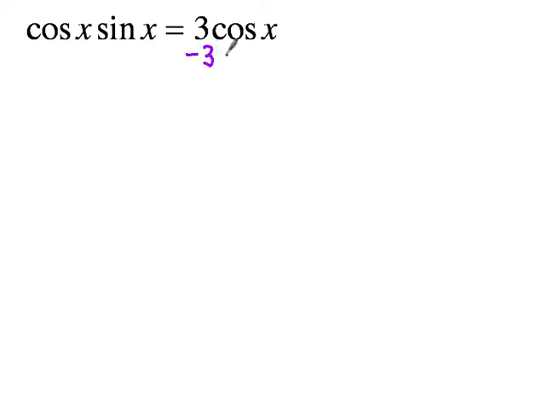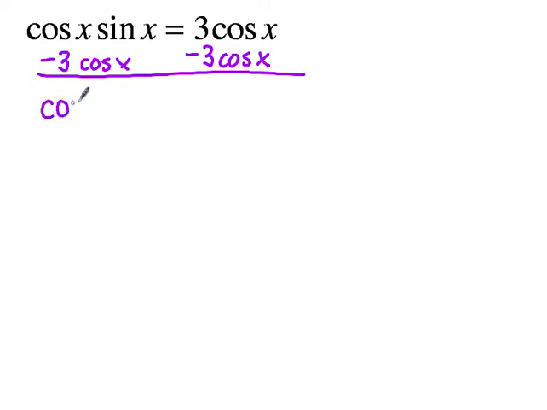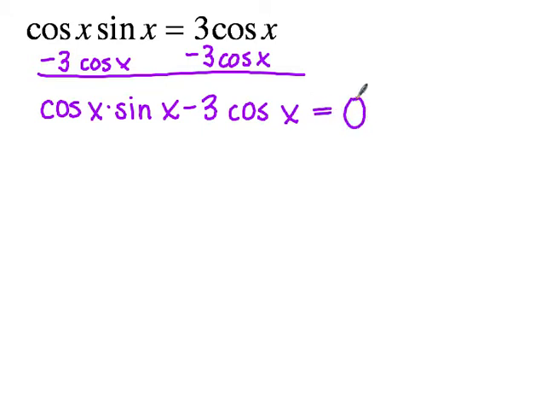What we're going to do instead is subtract 3 cosine x from both sides. You can only divide if you do not get rid of a trig function. In this case, we do. So on the left side, I have cosine x times sine x minus 3 cosine x, and that's going to equal 0. Now I've got 2 terms. What do you notice about each of those terms?